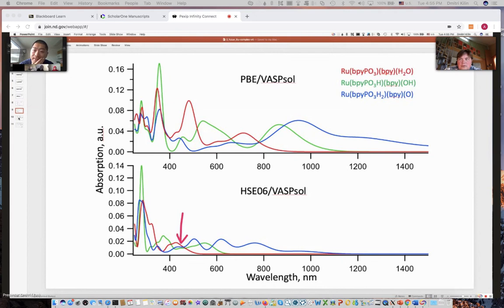I guess next time for this set of compounds, I can just modify the number of electrons, basically just changing the oxidation state, and then compute the spectra and compare with experimental data. Next slide, please.